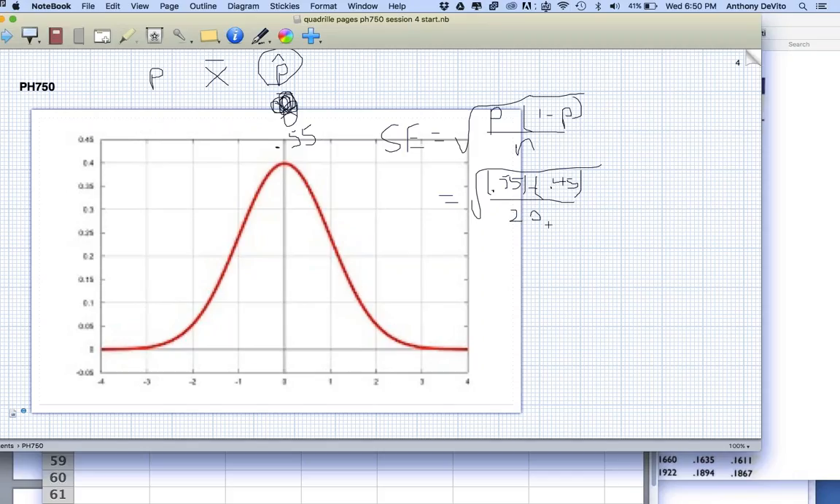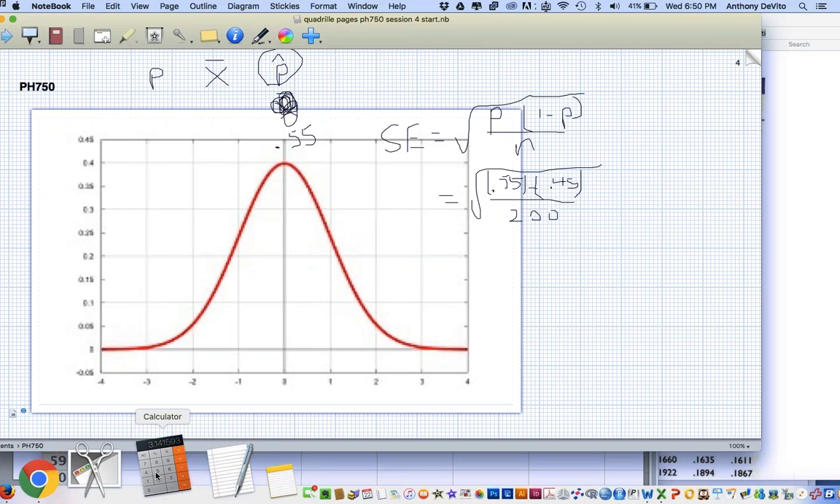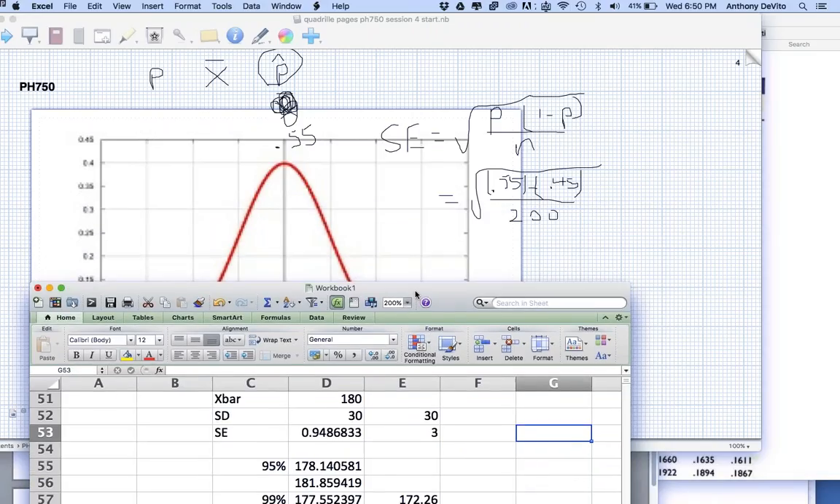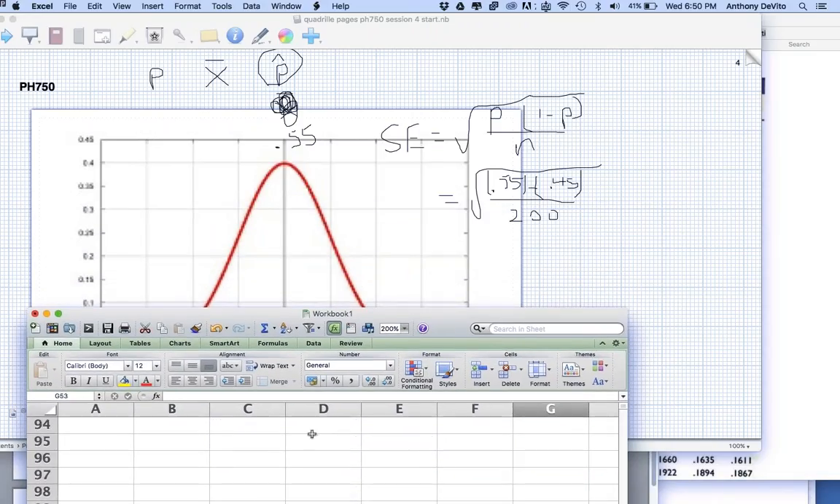Okay, so let's calculate that. I'm going to use Excel to calculate it. You could use a calculator if you want. Okay, here's Excel. So my standard error equals, you guys can do it on your own, go ahead, you should do it. I'll get to the question in just a second. 0.55 times 0.45 divided by 200. Then I have to find the square root of this whole thing.